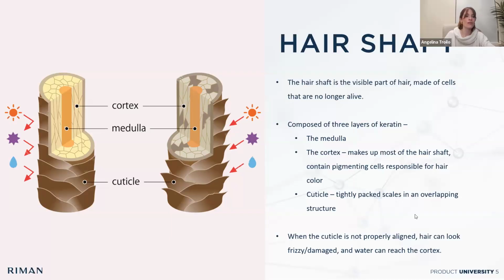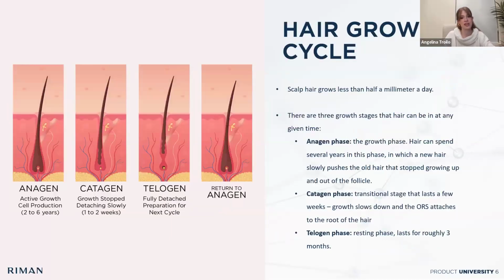And so when we finally look to the growth of the hair, there are actually 4 separate stages in which your hair can be. It's going to be anagen, catagen, telogen, and then a return to anagen. So I guess there's 3 phases, so to speak, but anagen is the active growth cell production. So the hair on our head can spend roughly 2 to 6 years in the anagen phase, in which a new bulb is forming, and a new hair shaft and hair follicle is growing.